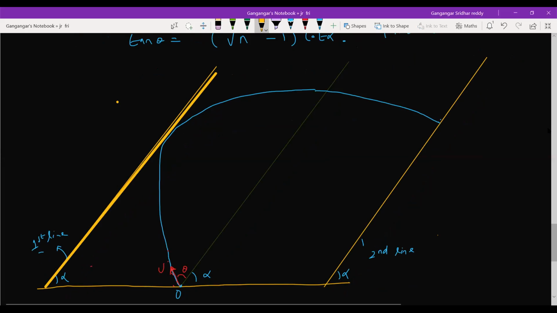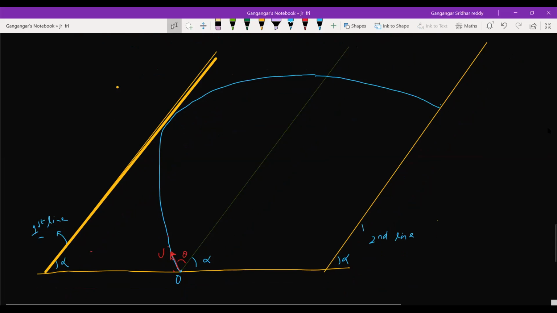Okay, fine. So somehow I made some adjustments like this. It will graze and it will strike normally. You see that one, it has to strike normally. That also he has put a condition. It will strike the other line normally.